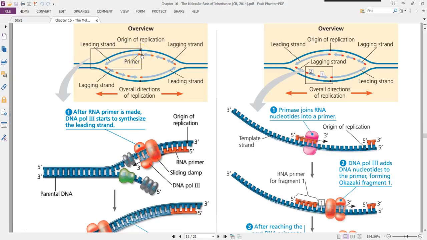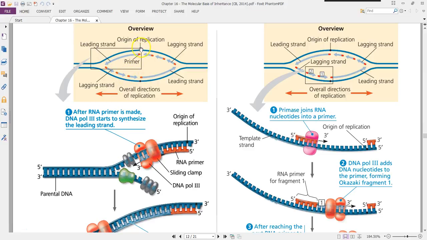Because DNA polymerase 3 works in the 5' to 3' direction, that's fine. It can just gradually add nucleotides one after the other in the direction of the replication fork as that bubble widens, and it doesn't have any problems there. But this strand down here, that creates some issues.